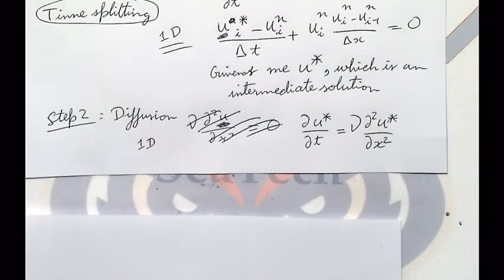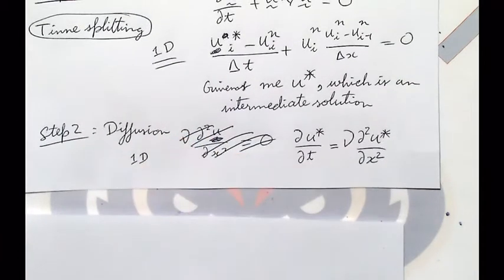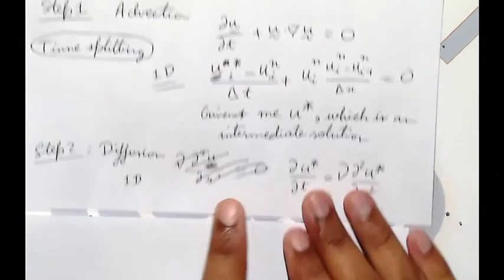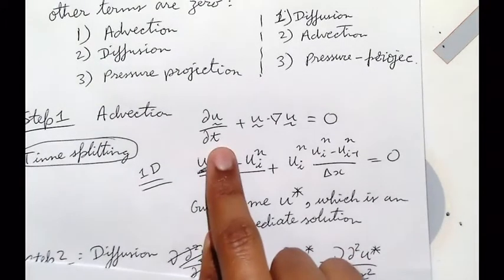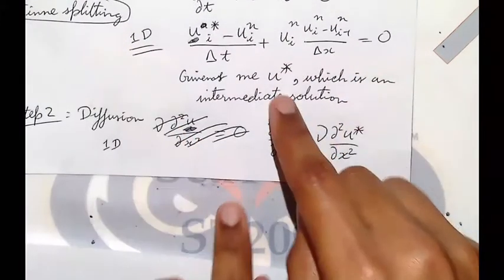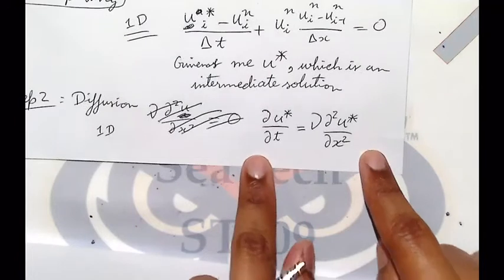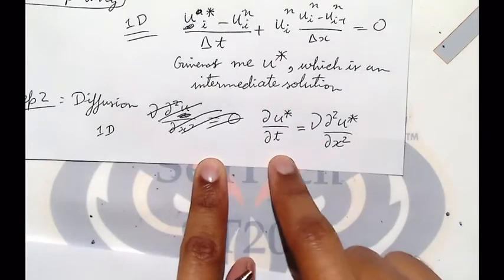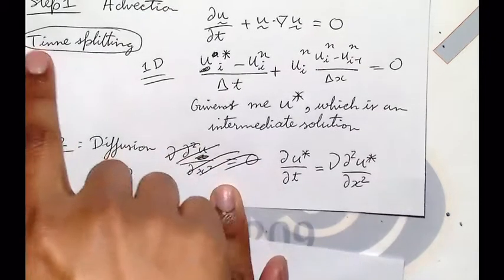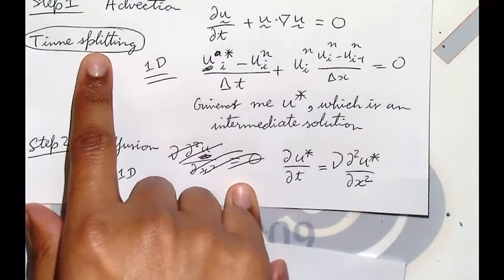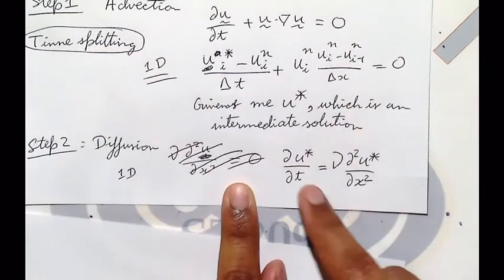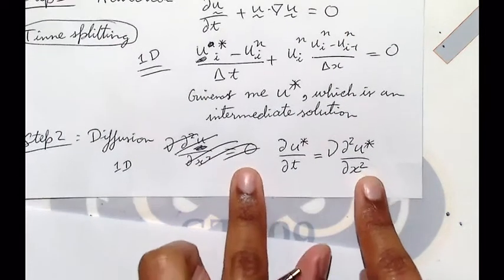Okay, so what this is saying is the first change in u happens because of advection. And this new solution, u star, is responsible for the next change in u in time. Time splitting. You split your full Navier-Stokes equation into individual time derivatives. Okay?